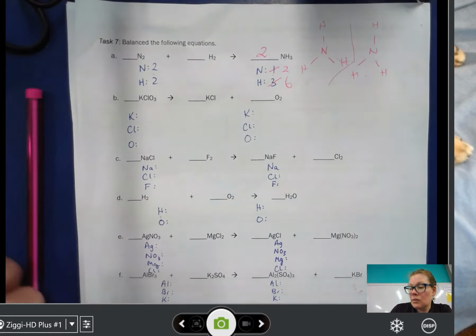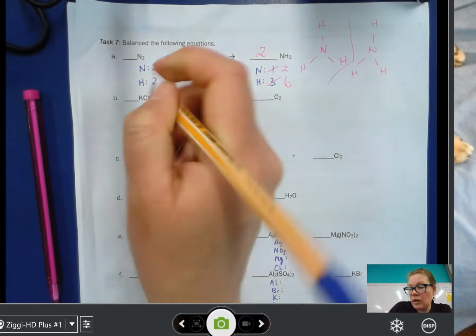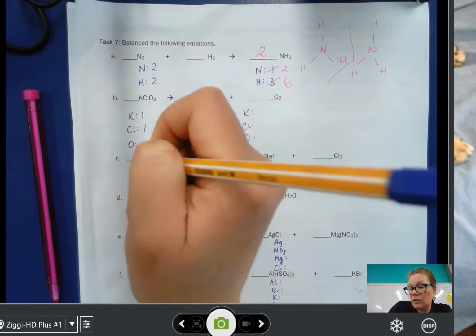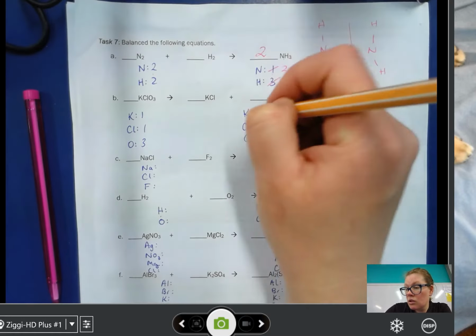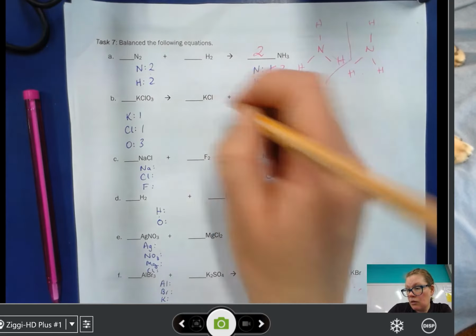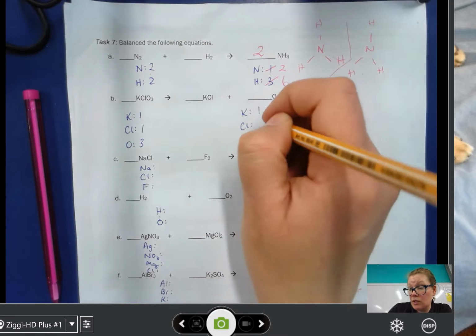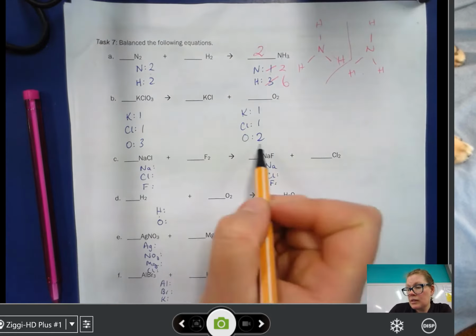Okay, we look at the next one. We've got 1 potassium, because there's no little number before or after it. There is 1 chlorine, and there are 3 oxygens. We go to the other side, and we've got 1 potassium, 1 chlorine, or chloride I should say, and 2 oxygens. We're going to balance these ones.